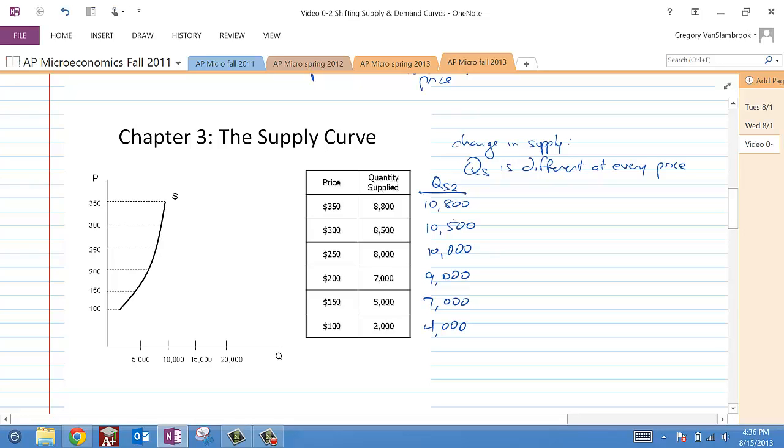So if we were to illustrate that on this graph, if we graphed those values, then we would just have a supply curve that was shifted out to the right of this one. Draw an arrow to the right, call that S2. And that is an increase in supply.